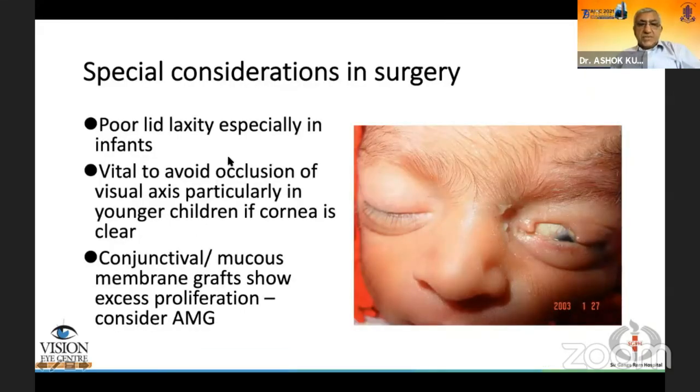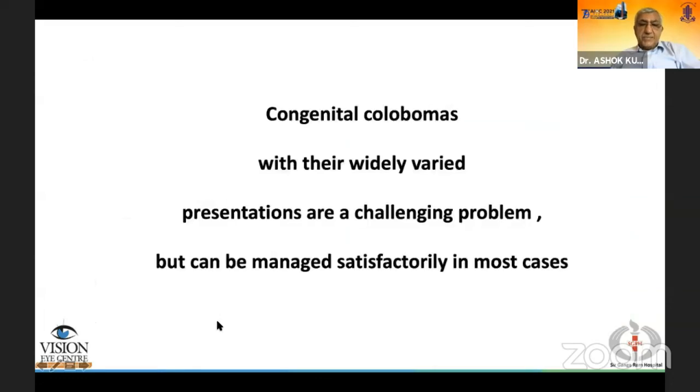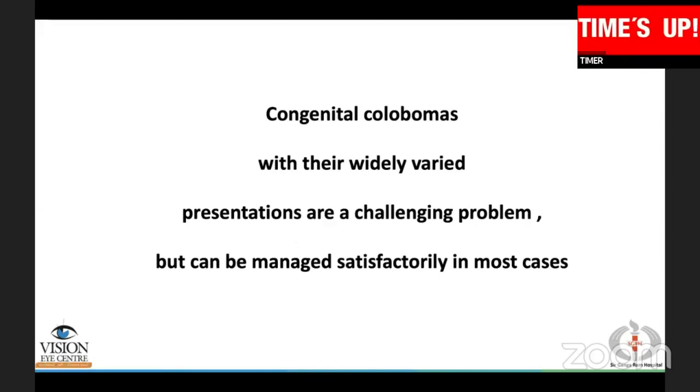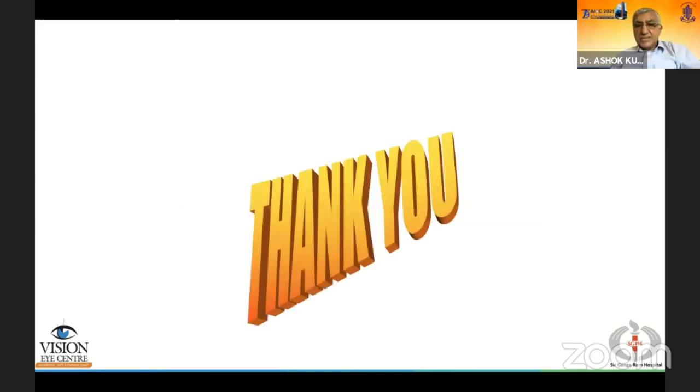So to summarize, the special considerations in surgery are that there is a poor lid laxity, particularly if you have to operate them young. In younger children, occlusion of visual axis should be avoided, and mucous membrane grafts show excess proliferation, so consider AMG. So congenital colobomas with their widely varied presentations are an extremely challenging problem, but can be managed satisfactorily in most cases. Thank you.